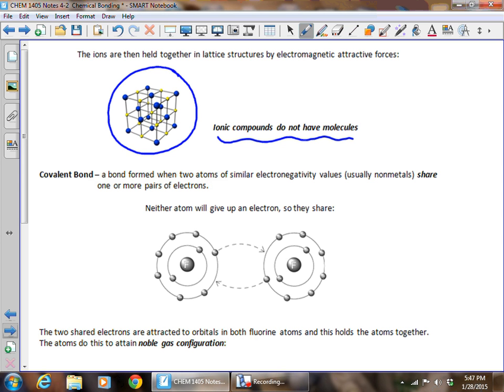A covalent bond is a bond that's formed when two atoms that have a similar electronegativity value, they're usually nonmetals, share one or more pairs of electrons.